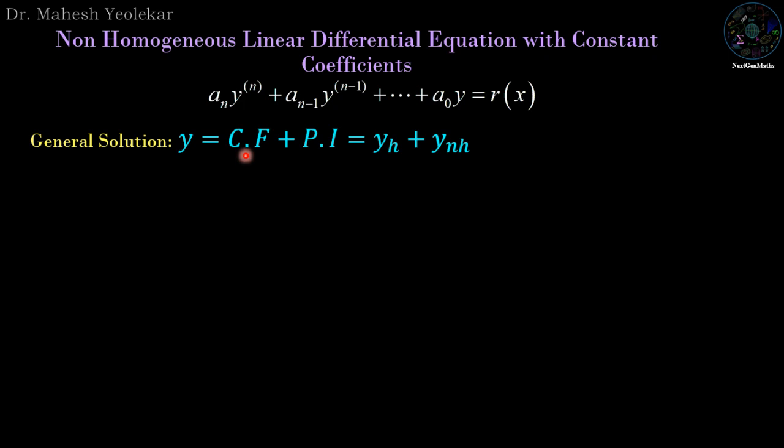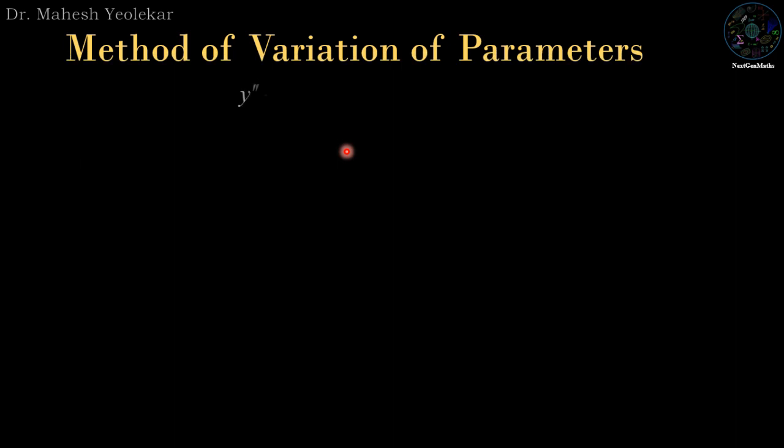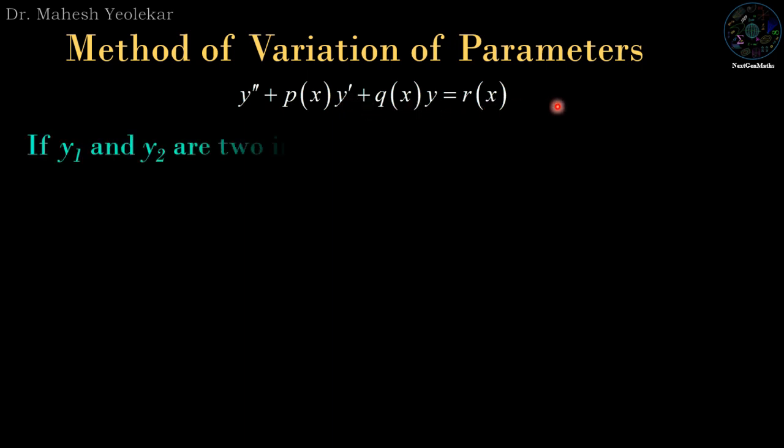Here CF is the complementary function, which is a solution of the homogeneous part of the differential equation, and PI is a particular integral of the non-homogeneous part of the differential equation. Now here we are going to discuss the method of variation of parameters to find the particular integral. So, the standard form of a second order differential equation is y double dash plus p(x) y dash plus q(x) y equal to r(x).